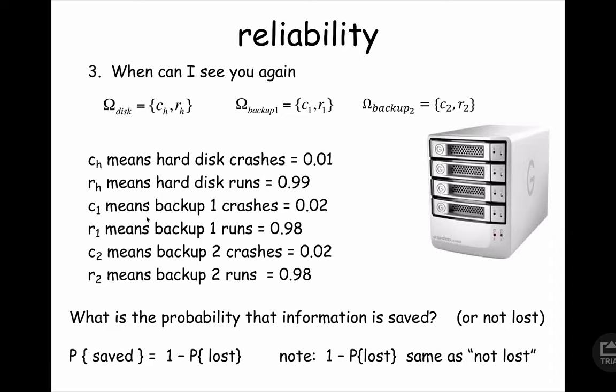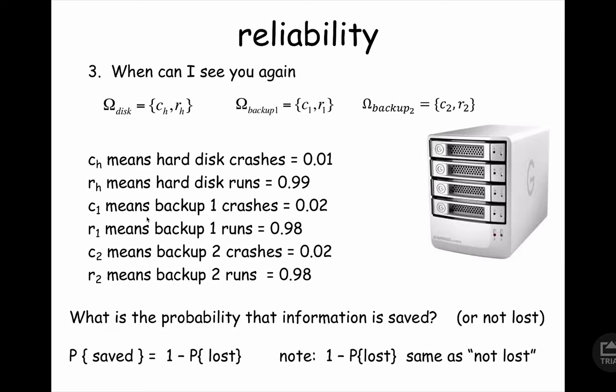And so we were given the probability of crash for the hard disk, which was 1%, the probability of crash C1 for the first backup, which was 2%, and the probability of crash for the second backup, which was also 2%. So using the law of total probability, we said, what is the probability associated with the event of running? The law of total probability says the probability of everything that can happen, so the probability of omega, is 1. We subtract from that the probability of the crash events, respectively, and we get the probability of the run events. So we got the probability of the hard drive running, R sub H, is 99%, or 0.99, and likewise, the probability of the first backup running is 98%, as well as 98% for the probability that the second backup also runs.